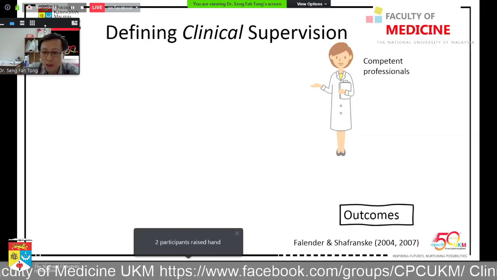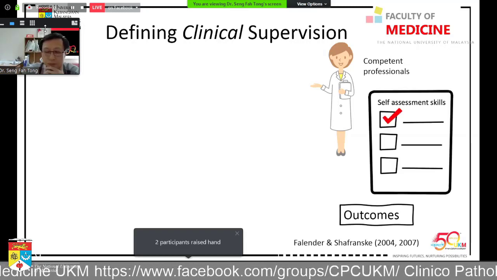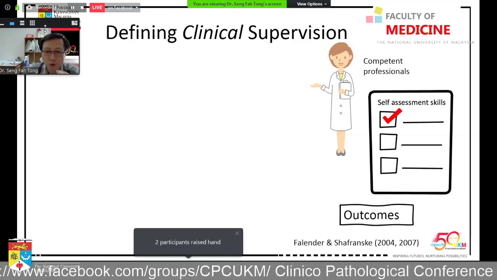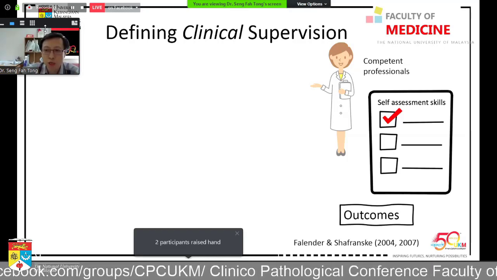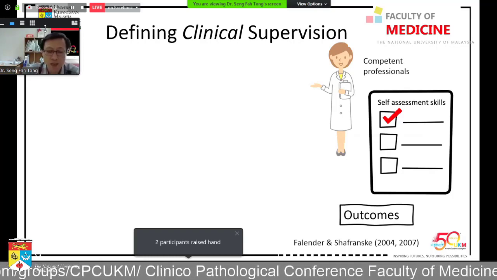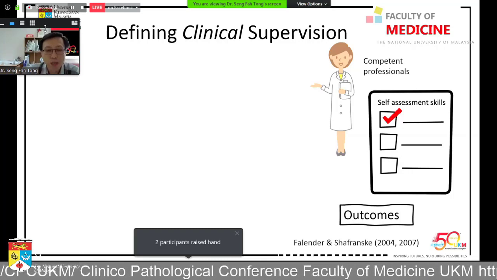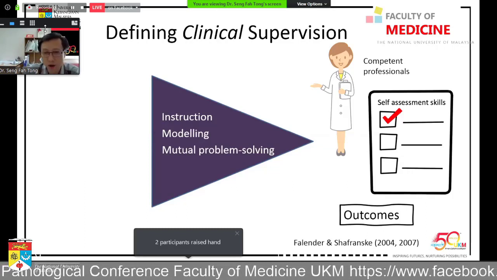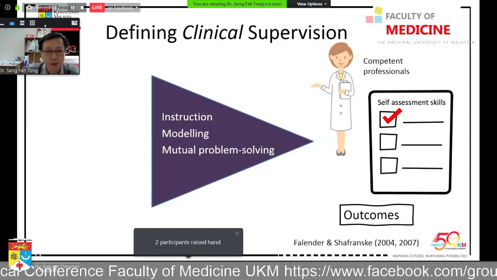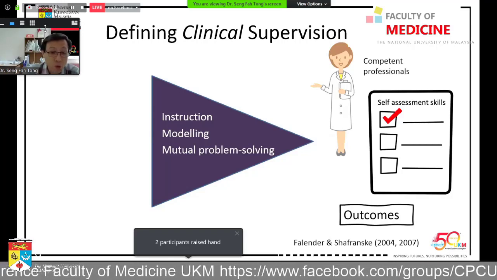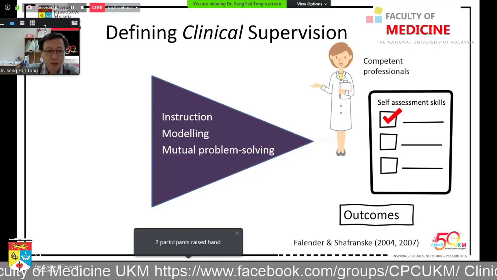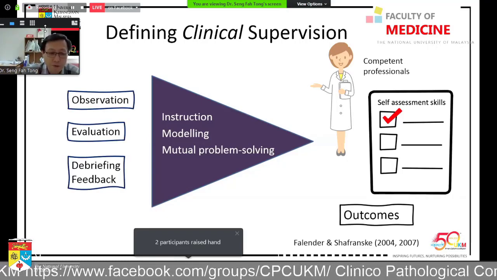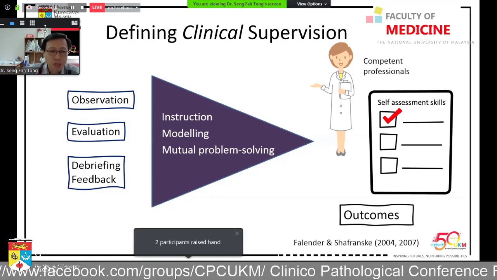But I think more than that, self-assessment skills are also important in clinical supervision, because we do not want to produce professionals who just go on to practice psychomotor skills, but who are also able to evaluate themselves: what are their deficiencies, what things they can improve on, so as to promote lifelong learning. In order to do that, there are often some instructions or modeling or demonstration that supervisors have to give to the supervisee, but it also sometimes involves mutual problem solving in a clinical setting. In all that, we often need some form of observation, evaluation, debriefing and feedback. So this encompasses the whole process of clinical supervision.